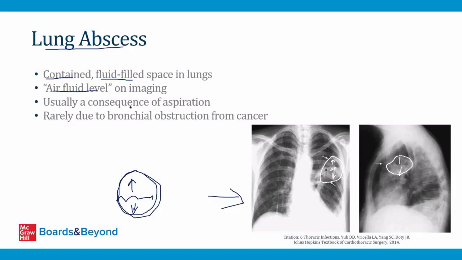Usually a lung abscess is a consequence of aspiration. That's how these typically develop. But sometimes it can also happen if there's bronchial obstruction from cancer. In this case, secretions aren't being cleared out of the bronchi. They can build up behind the bronchi, and that can lead to development of an abscess.